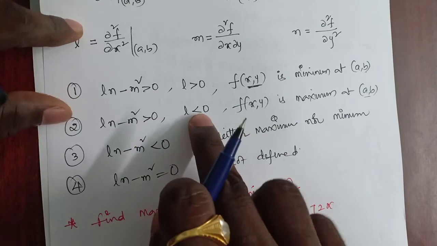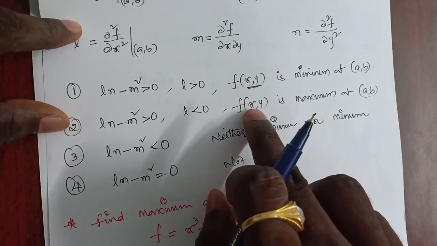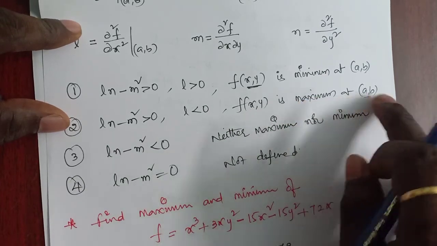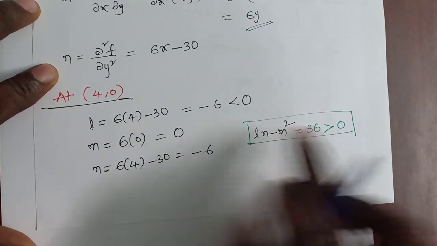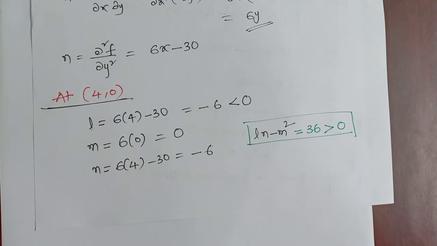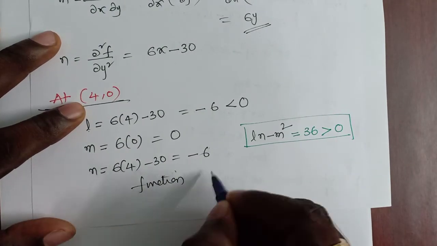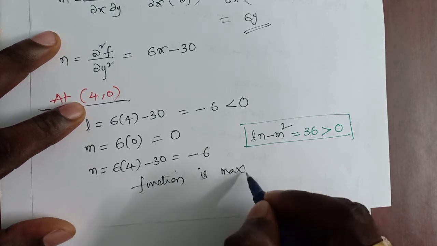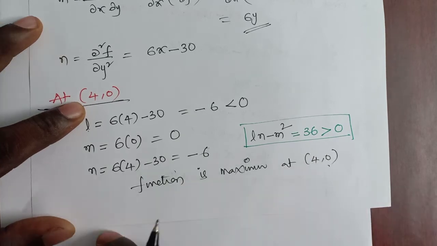Clearly, from this condition, what do we get? L is less than 0, Ln minus m square is greater than 0. Then the function of two independent variables is maximum at a comma b. So clearly here a comma b is 4, 0. So Ln minus m square is greater than 0, L is less than 0. Since the function is maximum at the point 4, 0.